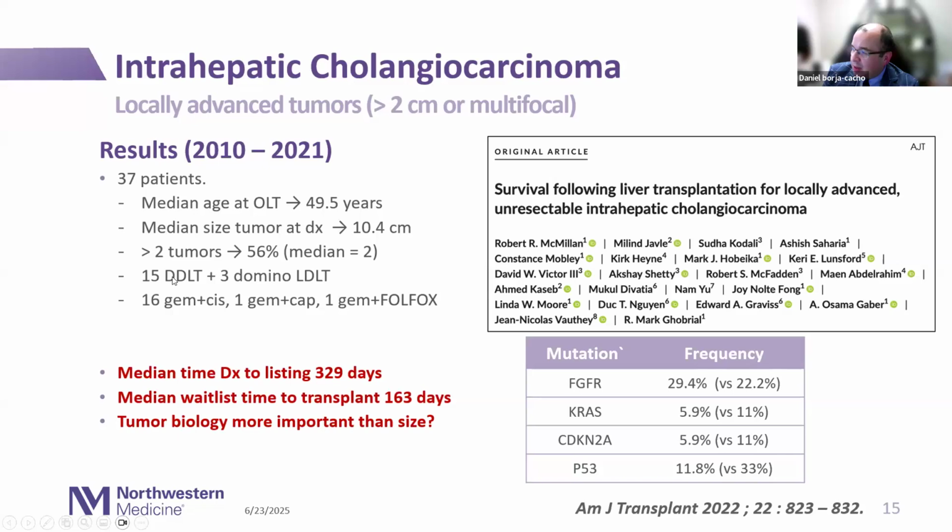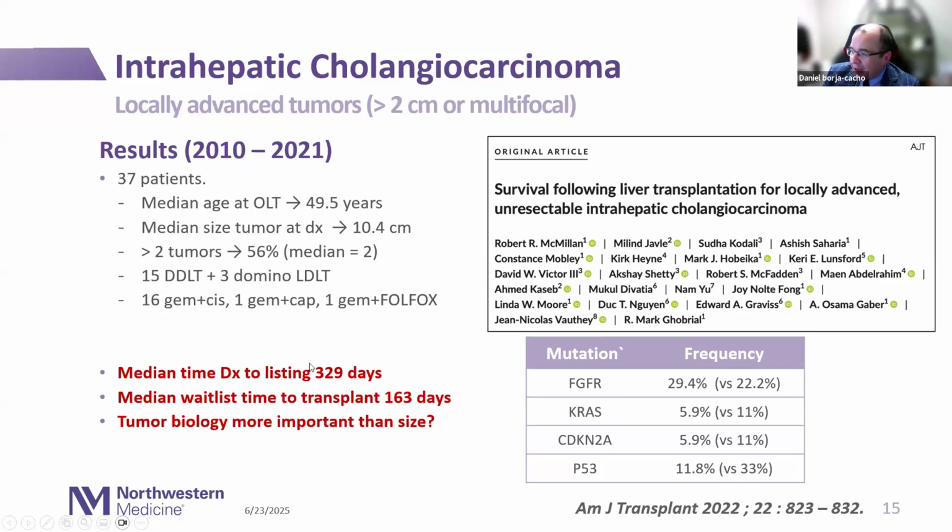Most of them were transplanted with deceased donor, but they have 3 living donor liver transplants. All patients were treated with a gemcitabine-based regimen, most of them with gemcitabine cisplatin. The median time from diagnosis to listing is 329 days, which is very important.